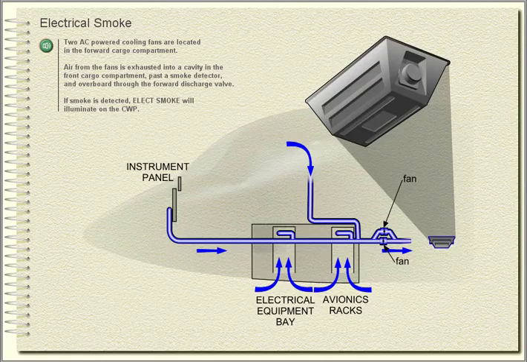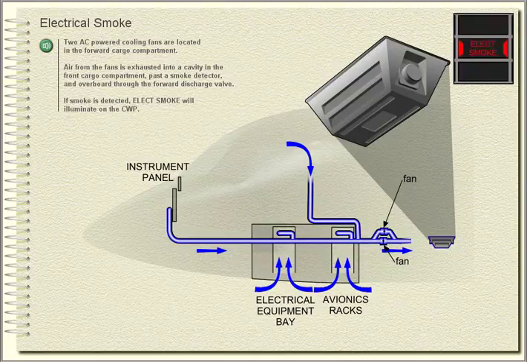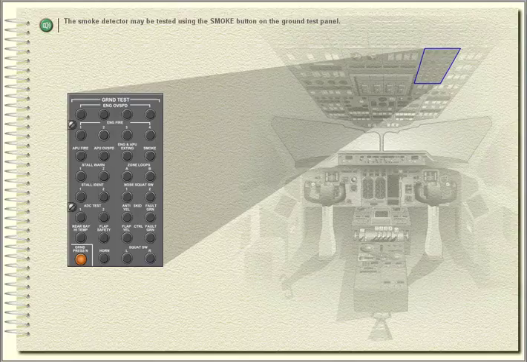Electrical smoke. Two AC-powered cooling fans are located in the forward cargo compartment. Air from the fans is exhausted into a cavity in the front cargo compartment, past a smoke detector and overboard through the forward discharge valve. If smoke is detected, electrical smoke will illuminate on the central warning panel. The smoke detector may be tested using the Smoke button on the ground test panel.